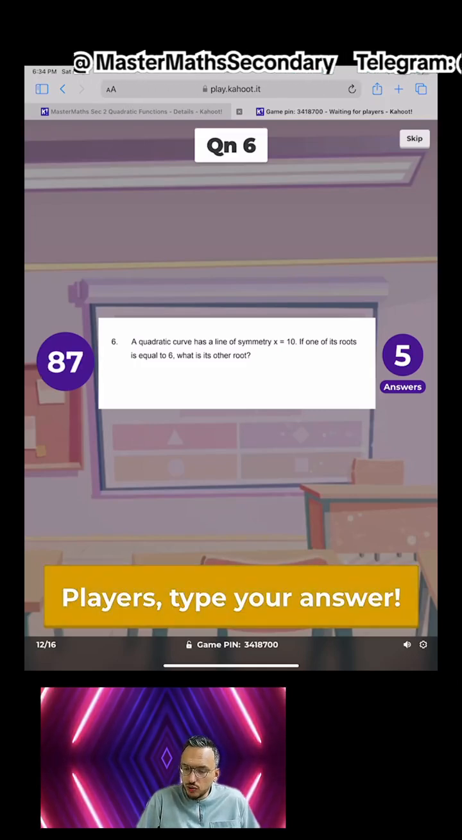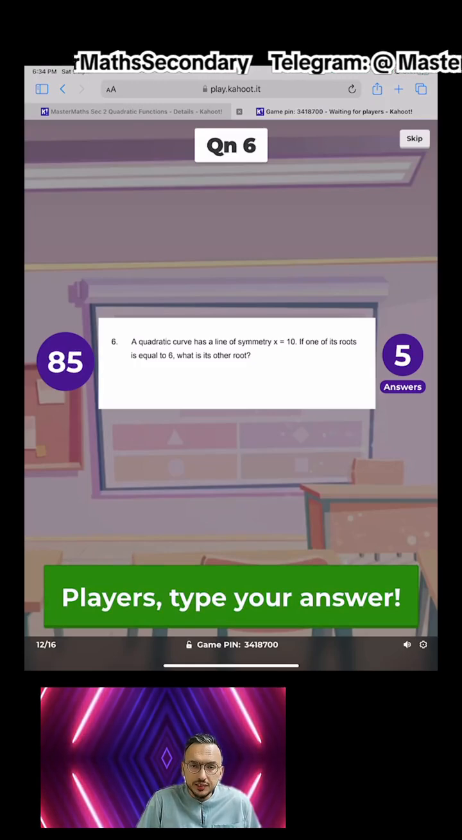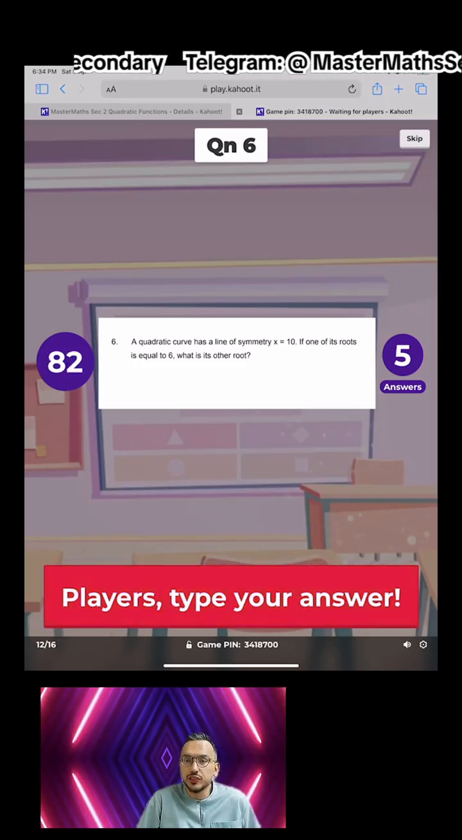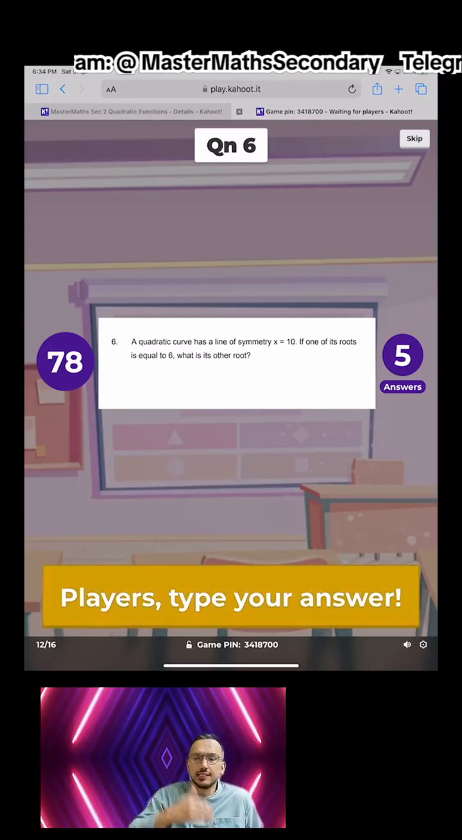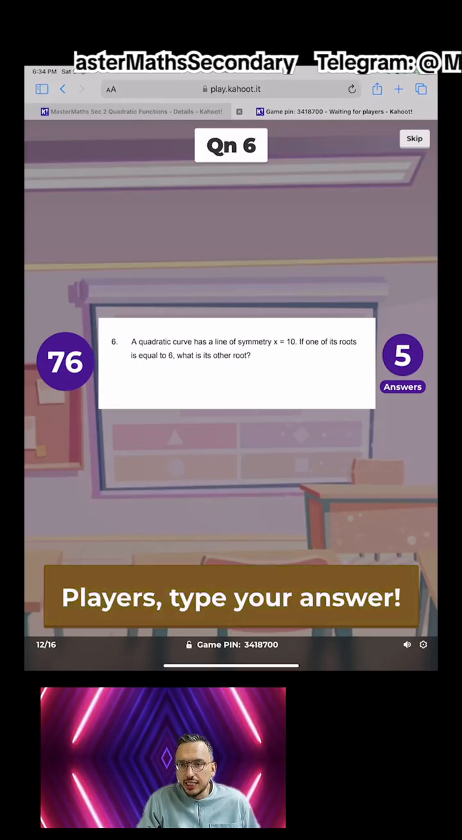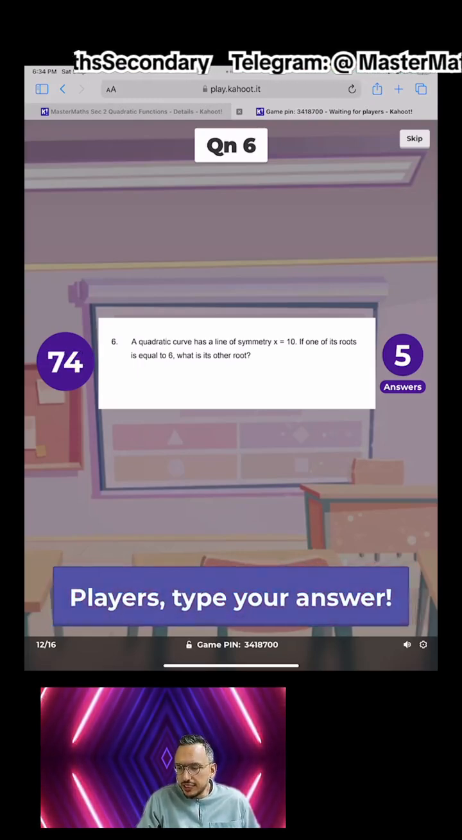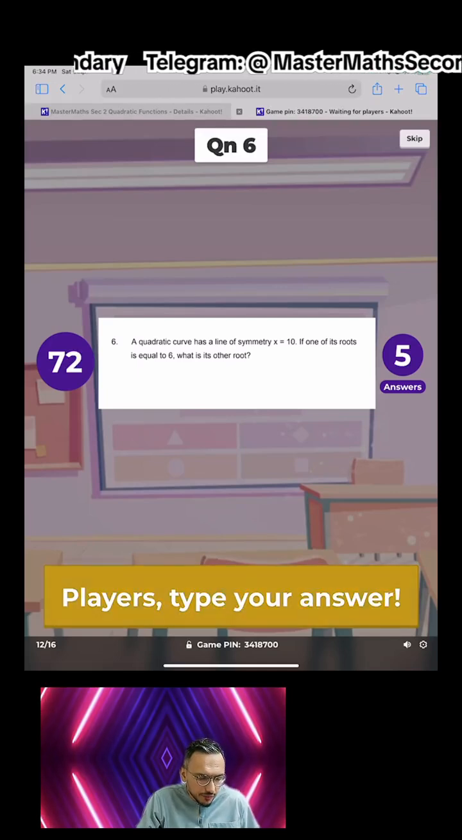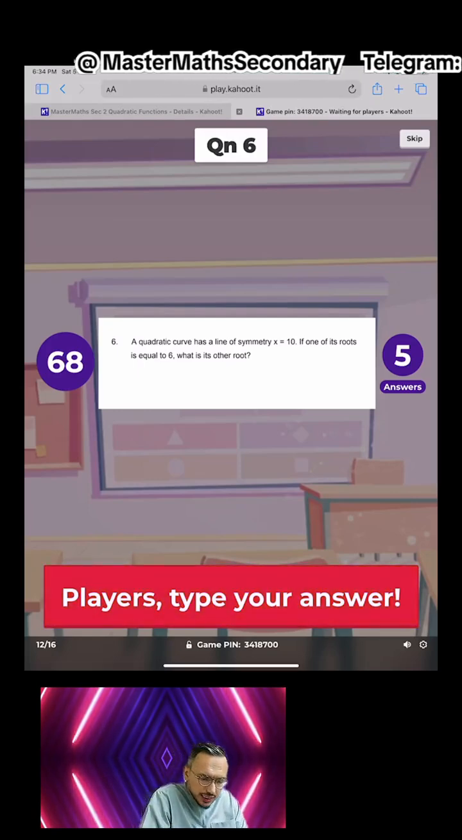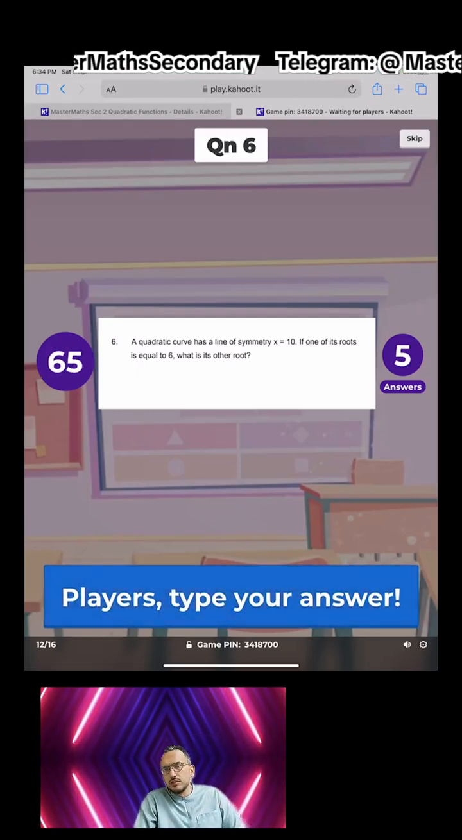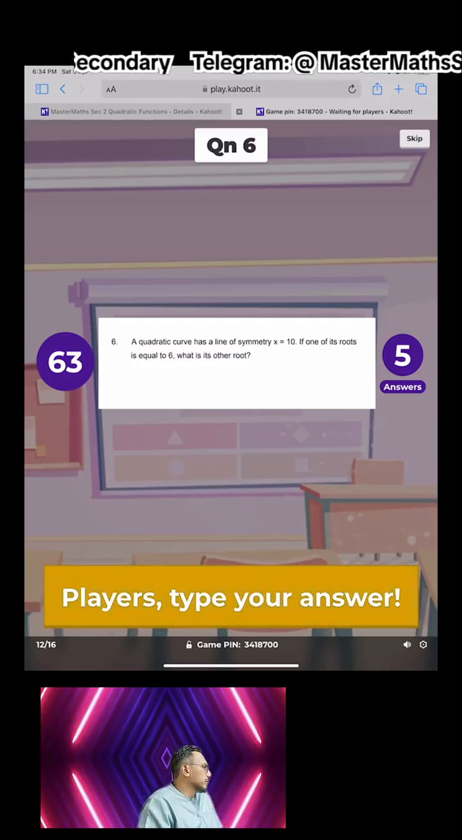Okay, so you know that a quadratic curve is usually a U-shaped curve, so it will be symmetrical about a vertical line. So the vertical line here is x equals 10. So if one of the roots is equal to 6, what is the other root? Let's see if you all can answer.